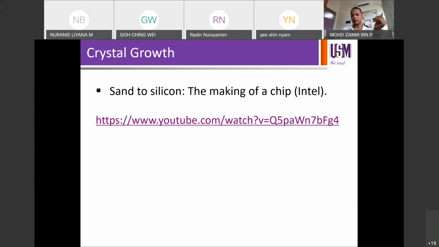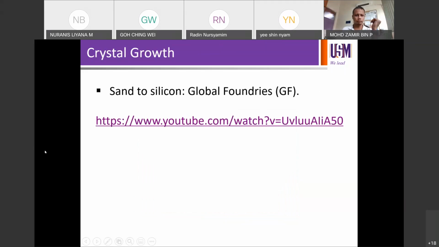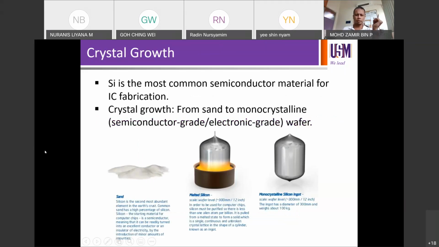Pretty much the summary of what you saw just now on the GF YouTube. Silicon is the most common semiconductor material for IC fabrication. Eventually we're going to talk about the conversion from sand into monocrystalline, but there are two main steps: sand to polycrystalline, and then polycrystalline to monocrystalline. And the monocrystalline has to be of semiconductor grade or electronic grade. It's not just any monocrystalline without a grade. It has to have a certain level of purity.